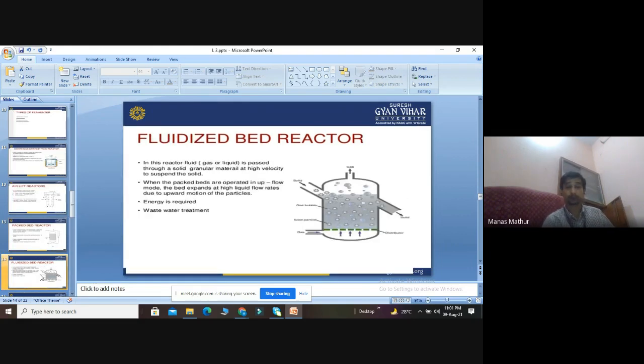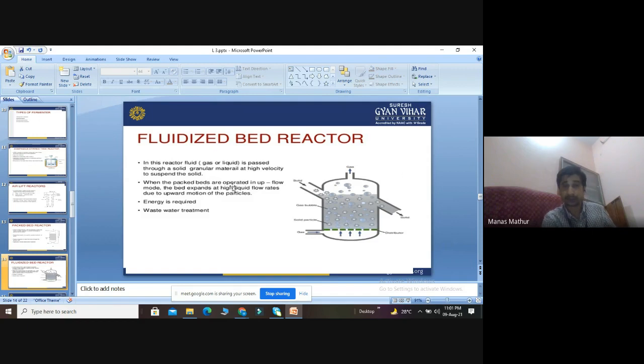Then we discuss the fluidized bed reactor. As the name suggests, fluid. So mainly it contains liquid. Sometimes gas is also passed. So in this reactor, fluid, gas or solid-liquid is passed through the solid granular material at high velocity to suspend the solid. This is the solid. From this side, liquid or gases are passed through the granular material with very high velocity. These are the controlling materials. These are the passing of gases.